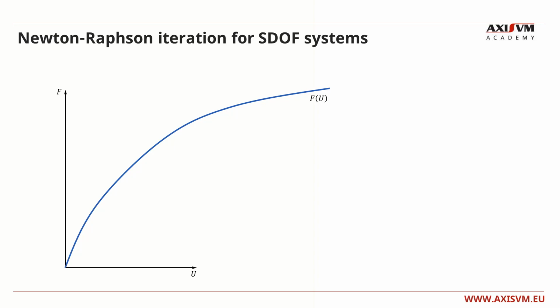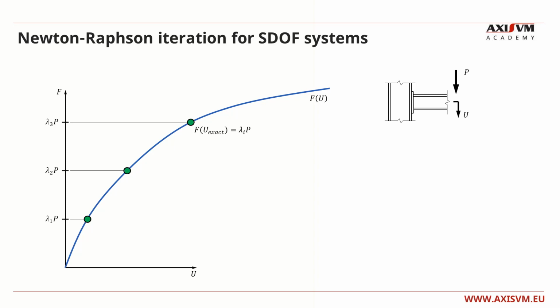The mathematical model of a single degree of freedom nonlinear system is a nonlinear algebraic equation. It describes the force response of the model with respect to any arbitrary displacement. For a mechanical representation, it can be considered as a simplified model of a bolted joint. We would like to find the displacement solution for a given load P with the Newton-Raphson numerical method. This method contains two steps.